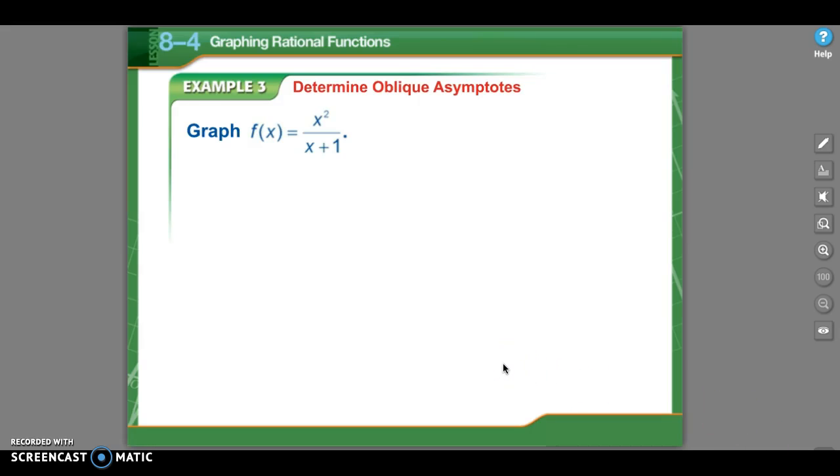So example 3 says we have a function x squared over x plus 1. And obviously the degree of the top is 2. The degree of the denominator is 1. The top is 1 power higher than the bottom, so there's going to be an oblique asymptote. We want to find our vertical asymptote, which is when the denominator equals 0, and that would be when x is negative 1. So we're going to have a vertical asymptote at x equals negative 1.